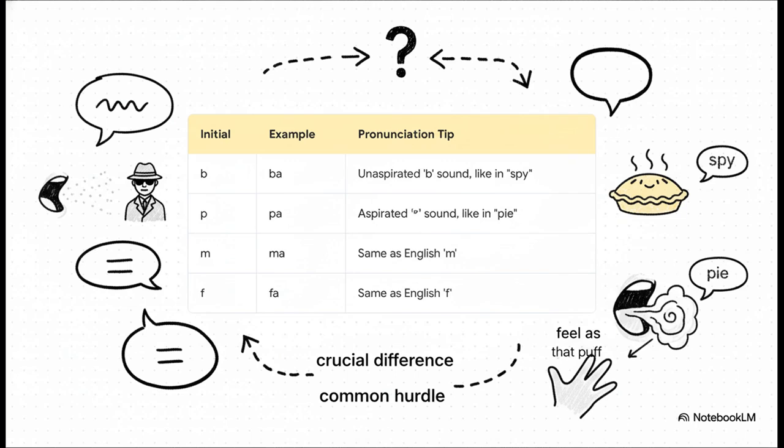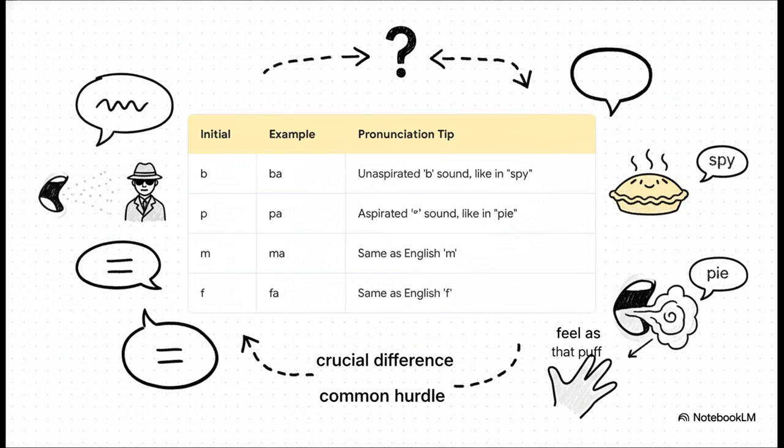Some of these are easy, right? The M and F sounds are pretty much identical to their English counterparts. But, and this is a big but, the B and P sounds are a classic stumbling block for English speakers. The Mandarin B is what we call unaspirated. That means you make the B sound, but there's no puff of air that follows. It's like the B in the English word spy. Try it. Ba.